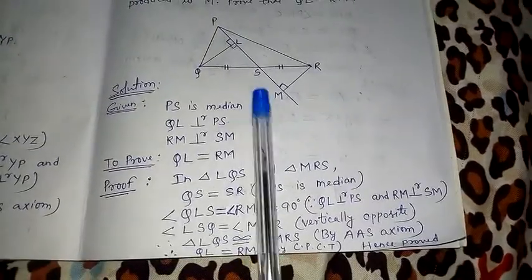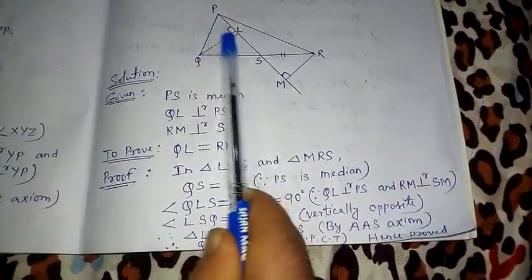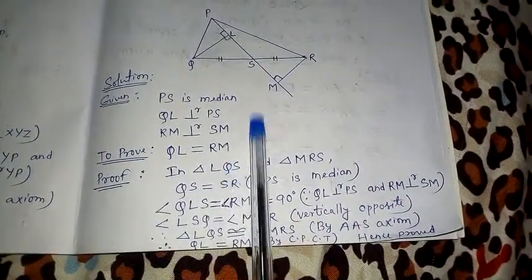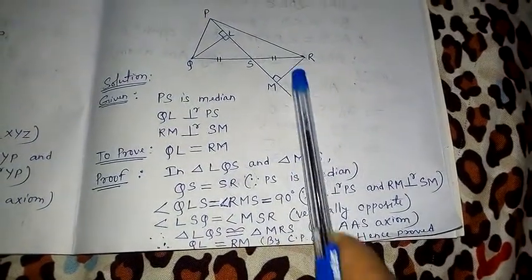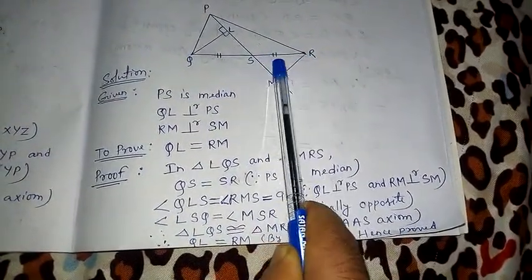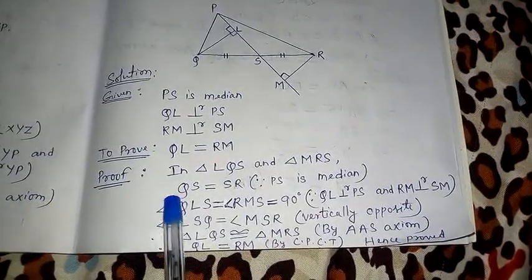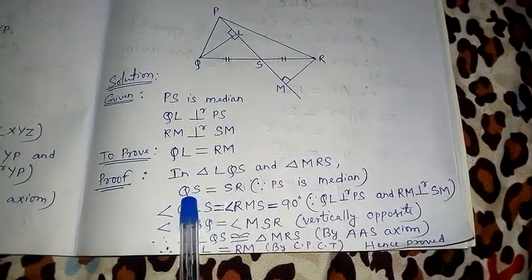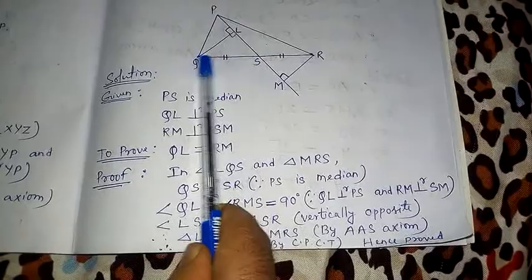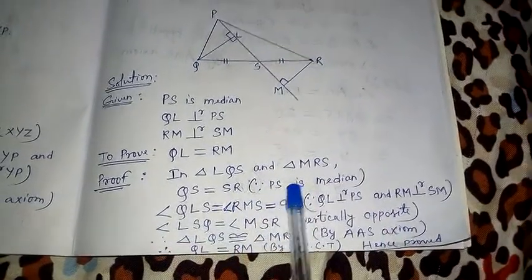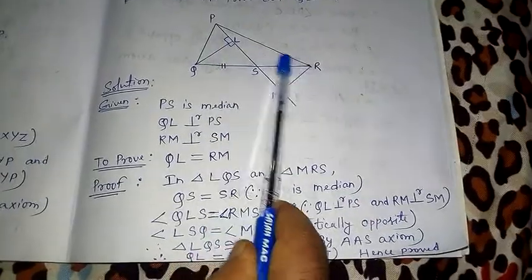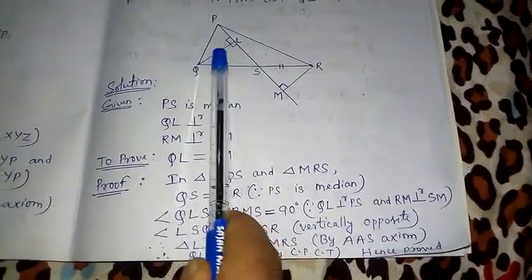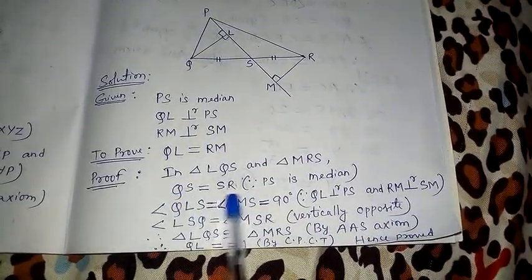So to prove this, we will take two triangles. The triangles are triangle LQS, that means this triangle, and triangle MRS, that means this triangle. So in this triangle, what is happening here? QS equal to SR. Why? Because PS is a median. If PS is a median, definitely these two will be equal, and it is a median, that means they are equal. So that's why they are equal.